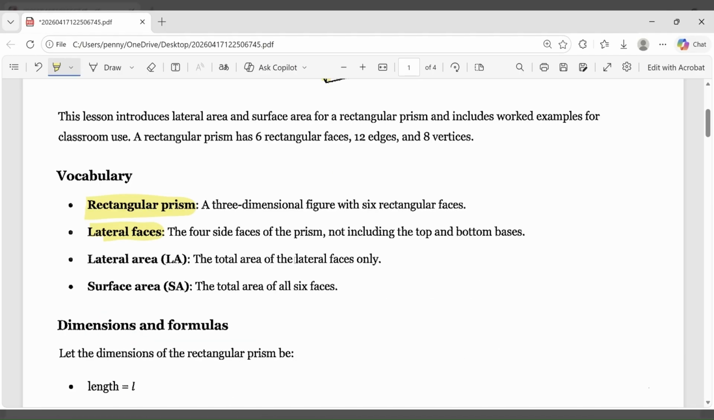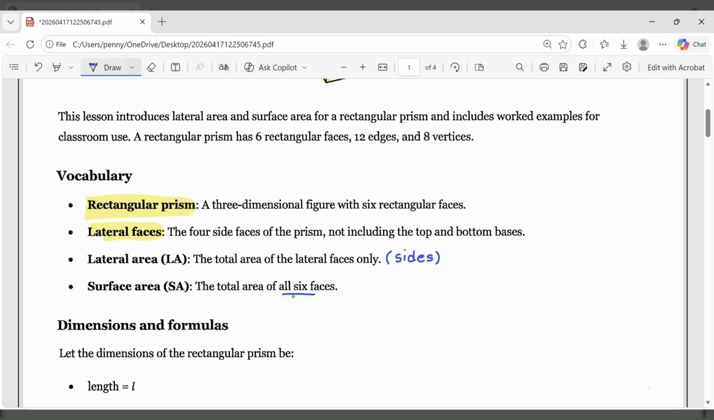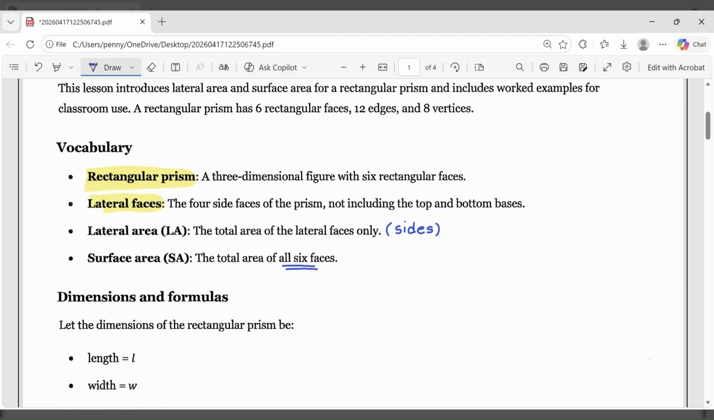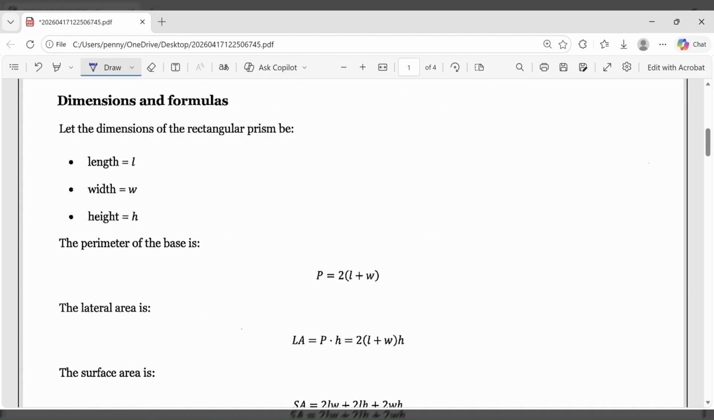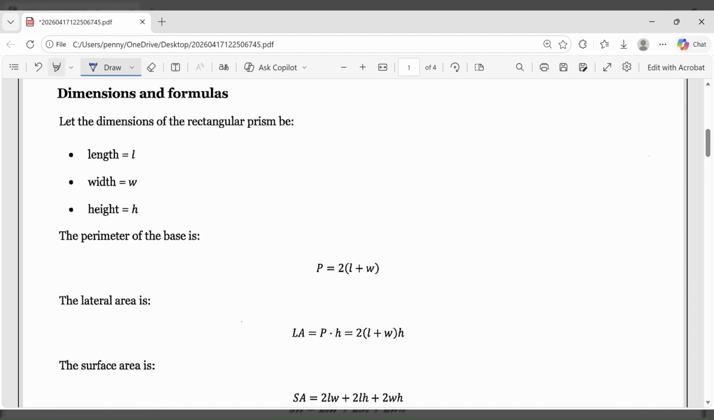So lateral area is the area of the sides, only the sides, not the top and not the bottom. Surface area would be including the area of all 6 sides: front, back, left side, right side, top, and bottom. Some dimensions we should already be familiar with are length, L, width, W, height, H.